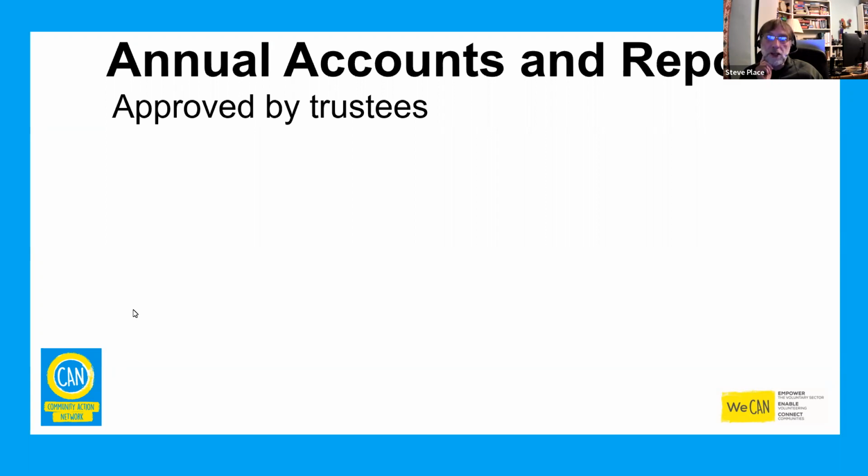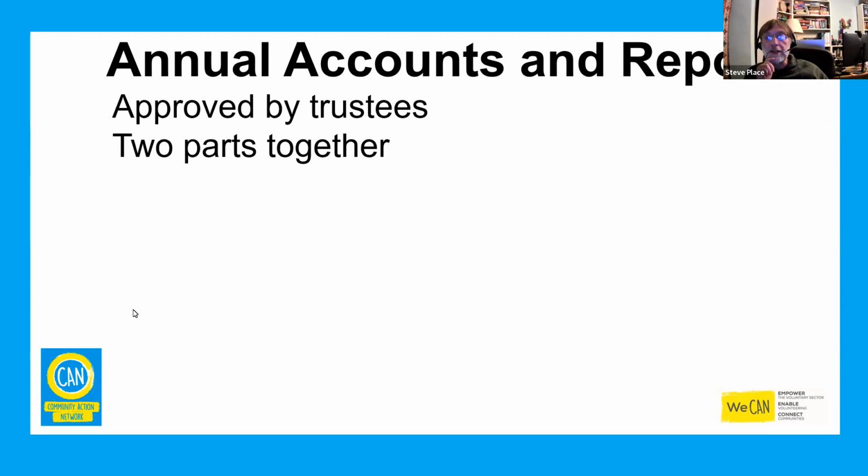What goes to an AGM, if you have them, is for a bit of external scrutiny by the wider membership. They don't get to approve it, they might accept it. So there's a subtle difference between the two, but actually it's for them to ask questions and for the trustees maybe to be challenged, but actually they get approved by the trustees.